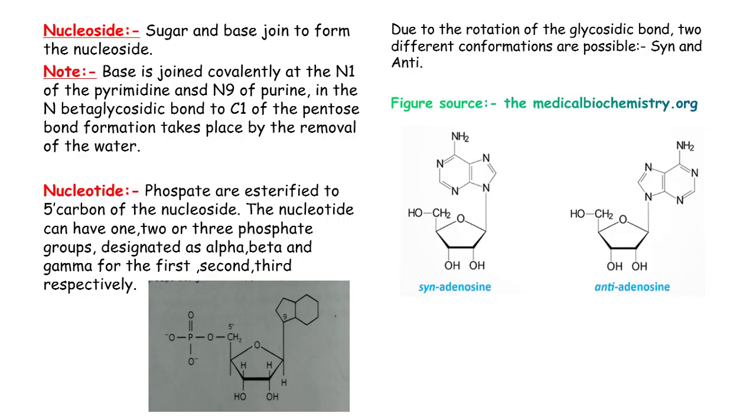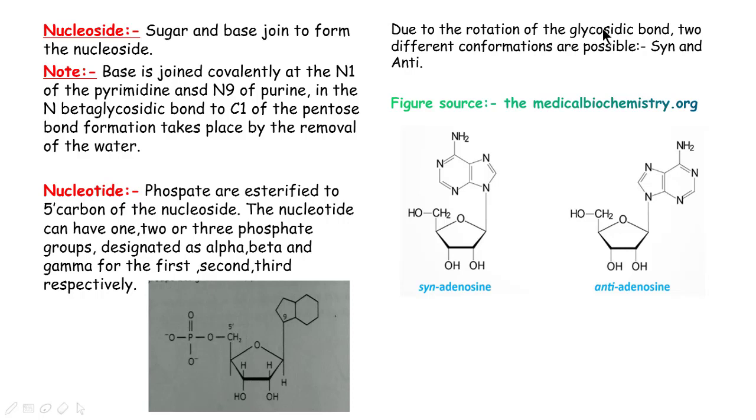In the nucleotide, the phosphate is esterified at the 5' carbon of the nucleoside. The nucleotide can have 1, 2 or 3 phosphate groups, designated as alpha, beta, gamma for the first, second and third respectively. In the diagram given below, you can see at the 5th position, the phosphate group is attached. I've just shown you a single phosphate group, but there is a series of 3 phosphate groups, and they are named alpha, beta, and gamma, right?